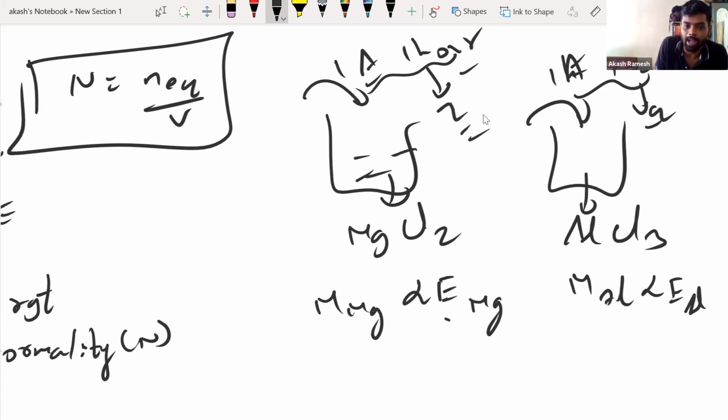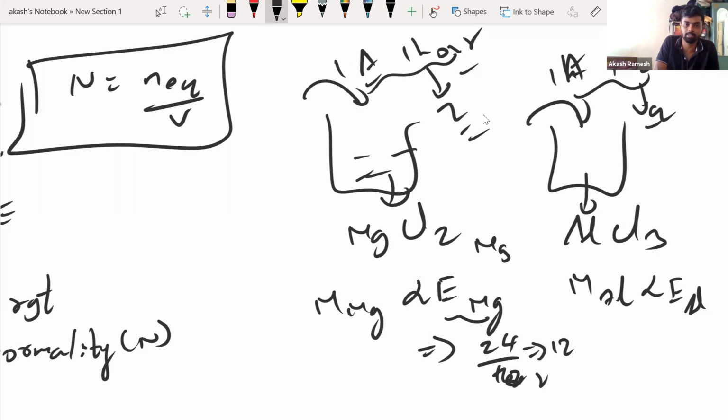I know the equivalent mass of Mg is very simple, 24 divided by 2, which will be 12, because I know Mg will form Mg2+. So 24 is the atomic mass of Mg, 2 is the n factor, so I calculate the value as 12. For aluminium, the equivalent mass would be 27 divided by 3 because it forms Al3+. The n factor is 3, so I have 9.